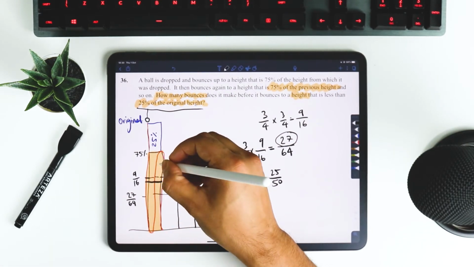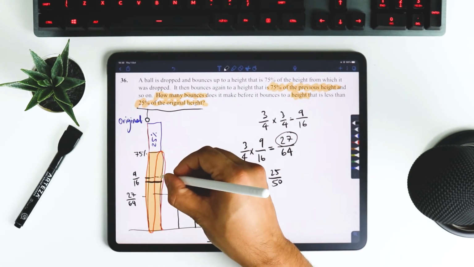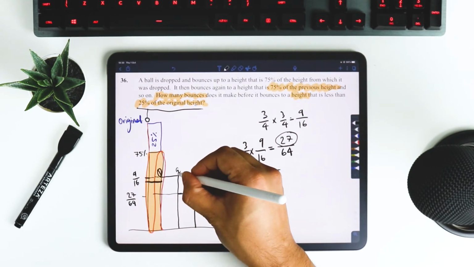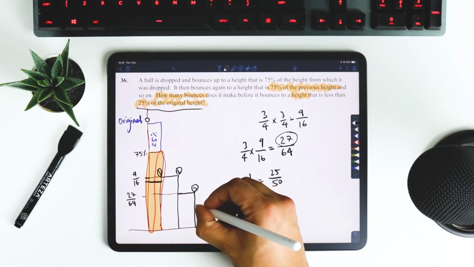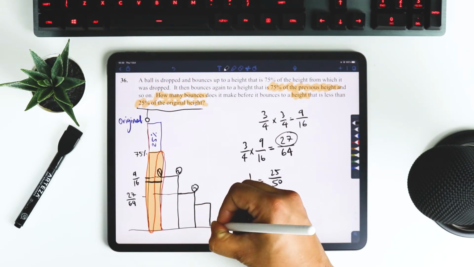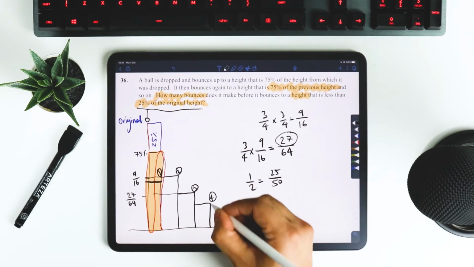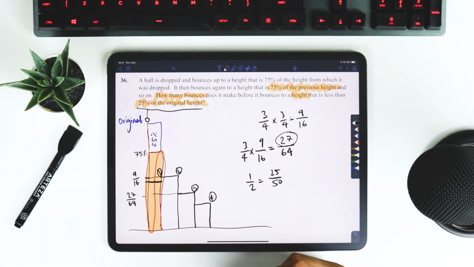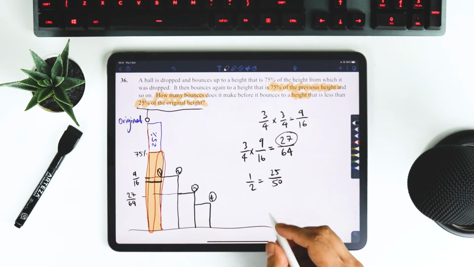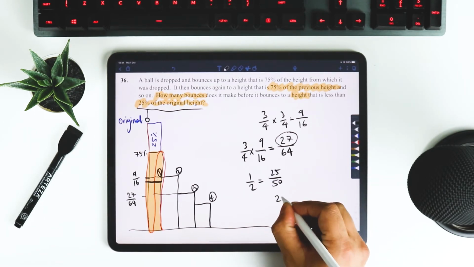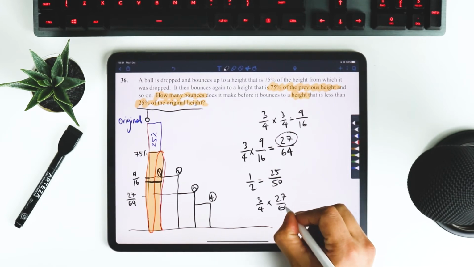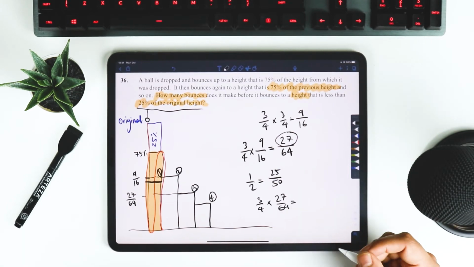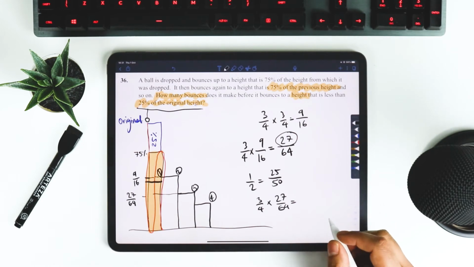So how many bounces is that so far? That's 1 bounce, 2 bounces, 3 bounces now. And then you're going to have another 4th bounce, which will get us here. This 4th bounce will be 3/4 of 27/64. And so now we're going into it quite heavily.